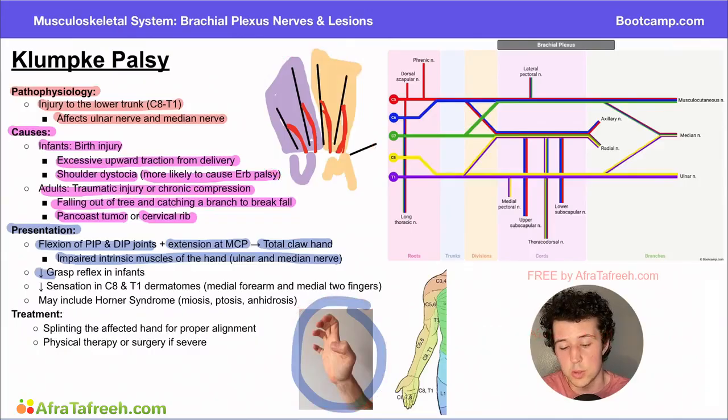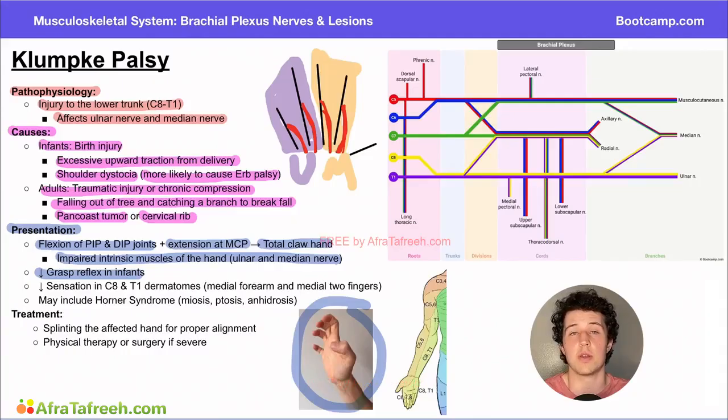Additionally, there's reduced grasp reflex in infants. So in an infant, if you place something in the palm of their hand, they will instinctively close their fingers and grasp that object. But obviously, if the affected muscles of the hand that are contributing to that grip are reduced, then the infant will not have that same strength or speed of reflex on the affected side.